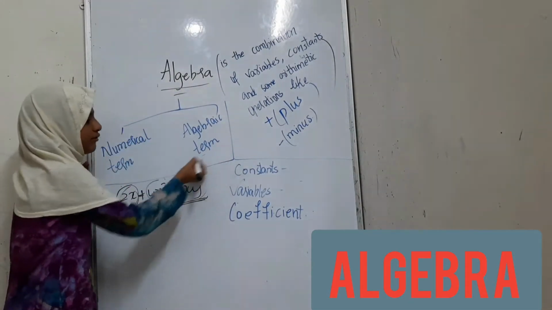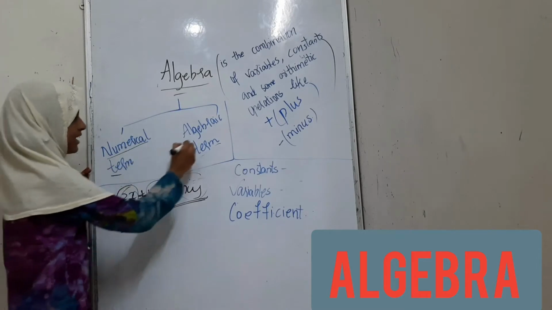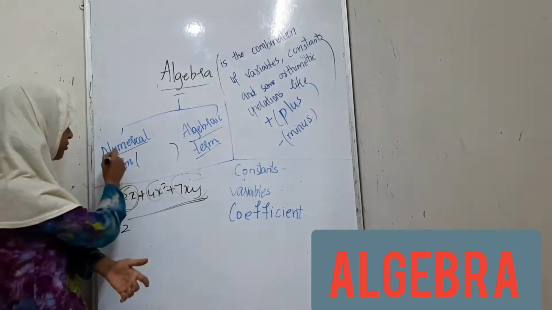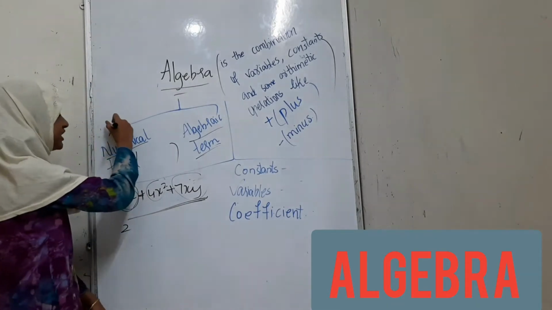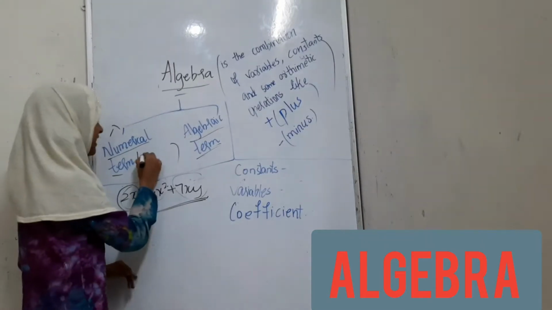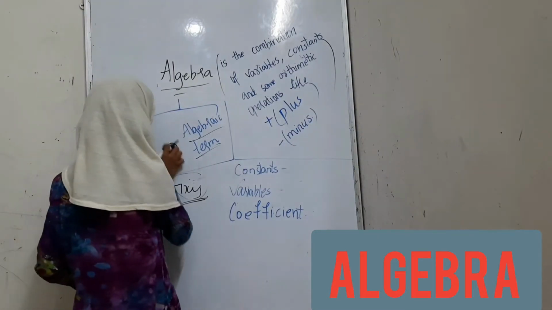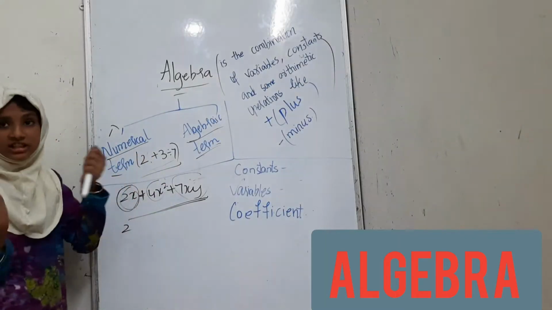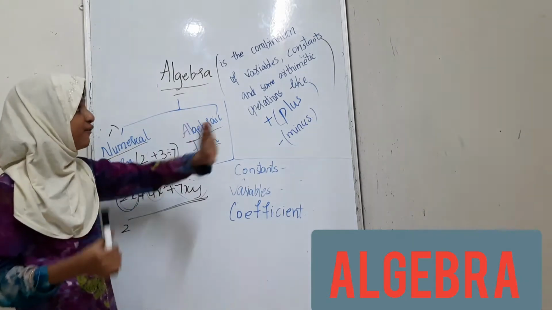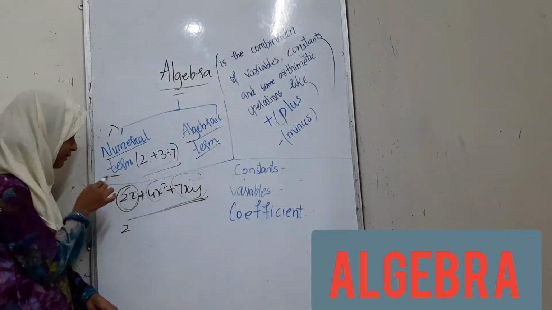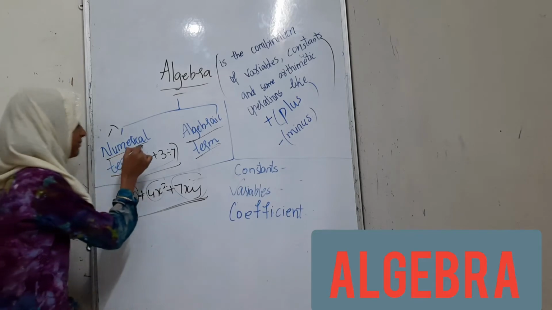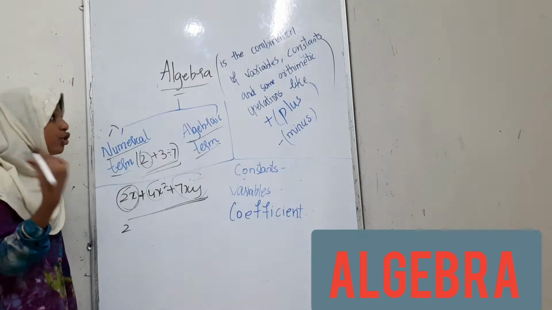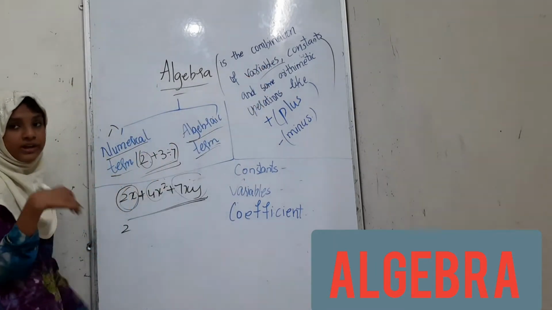There are two types of terms: numerical term and algebraic term. In a numerical term there are no variables. That means it is just a number, only constants and arithmetic operations, like 2 plus 3 divided by 7. This numerical term is a term in which we don't have any variables. It can even be an expression, but here I wrote term because I'm just explaining for one term. So a term in which we have no variables is known as a numerical term.